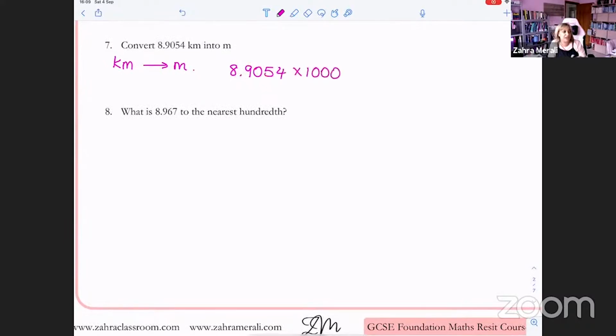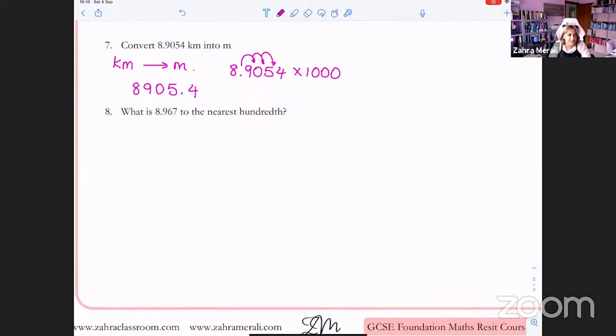Now remember, when you times by 1,000, it's the same as moving it the amount of decimal places as there are zeros. So there are 3 zeros. So you're going to jump that 1, 2, 3, and you'll get 8905.4.